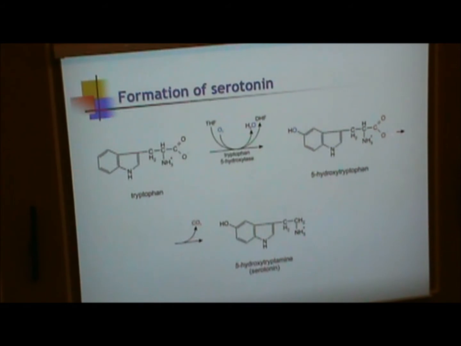In the next step, the carboxylic group is released in the form of carbon dioxide. 5-hydroxytryptophan is converted into 5-hydroxytryptamine, or serotonin. 5-hydroxytryptamine is a substance which contracts the wall of small arteries. It increases arterial blood pressure. It aggregates blood platelets.